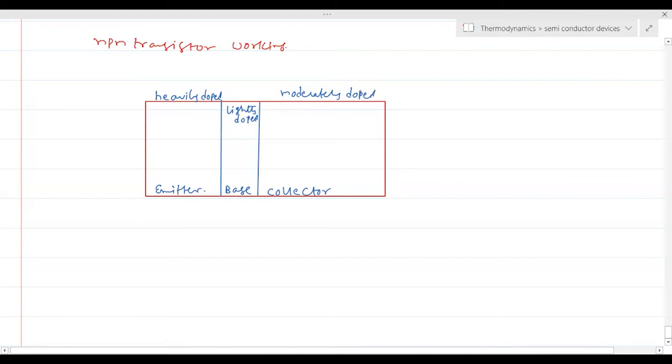So the emitter has to emit the charge carriers. So now we are taking NPN. Suppose we are taking this is N, this is P, and this is N.